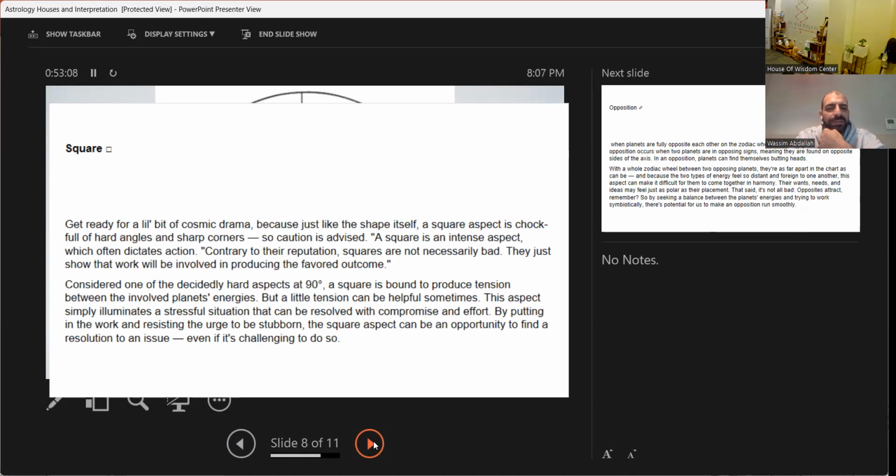Considered one of the decidedly hard aspects of 90, a square is bound to produce tension between the planets involved and energies. But a little tension can be helpful sometimes. This aspect simply illuminates a stressful situation that can be resolved with compromise and effort. Pay attention here, these are the key words. In a square, you need to understand that something has got to give. Whoever has the square is at the losing end. So do not advise to enter the battle.